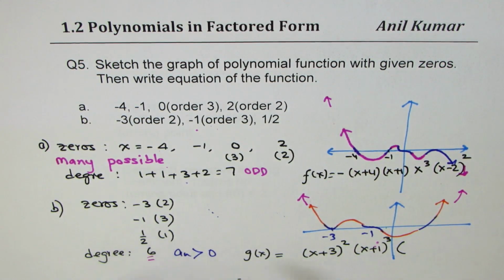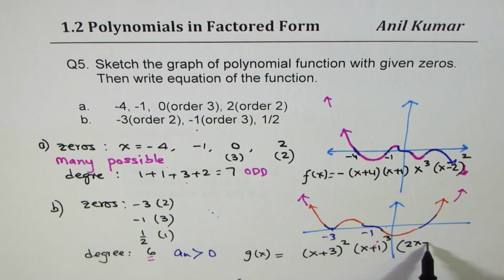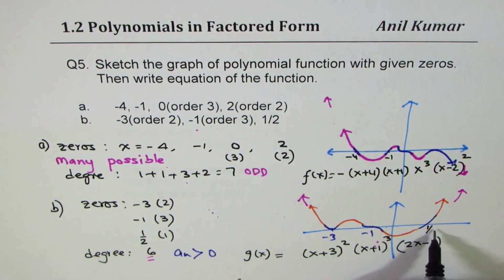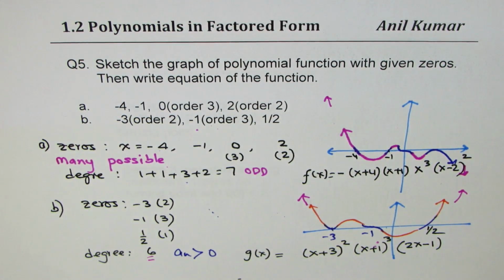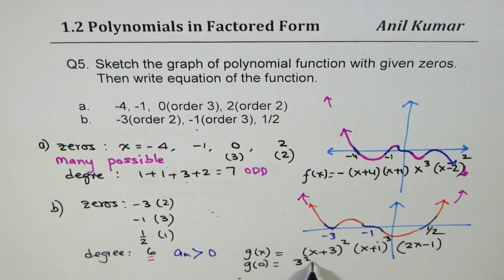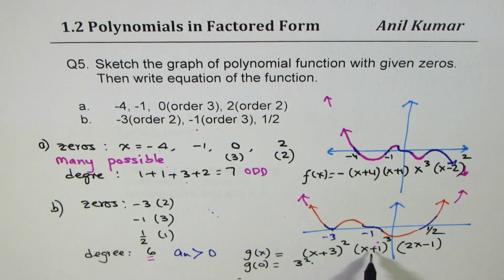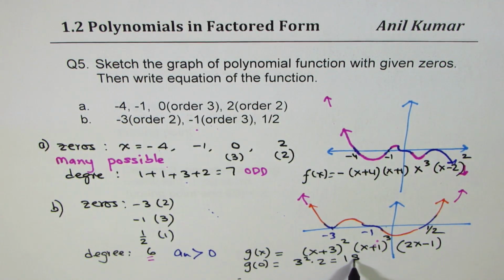And then we have at half. Now how do you represent half? It is 2x minus 1 that will give you half. Does it make sense to you? Correct? Now to be very specific, we can find what g of 0 is. So if I put 0 here, I get 3 square times 1 times 2, right? Times 2. So that gives us 9 times 2.